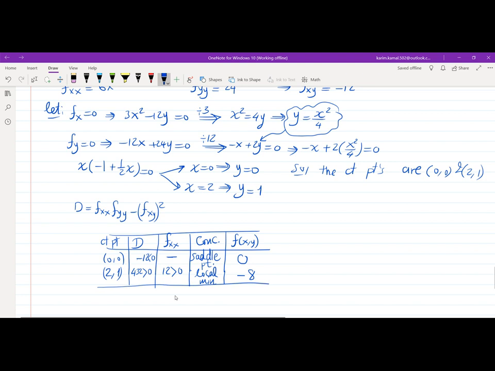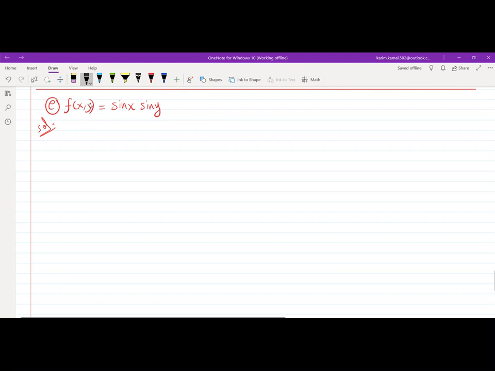And now we move to problem number E. We have f of x, y equals sine x sine y, and we have a certain domain for x, which is between negative pi and pi. Also, the y value lies in the same domain. First of all, we will follow the same steps as before.